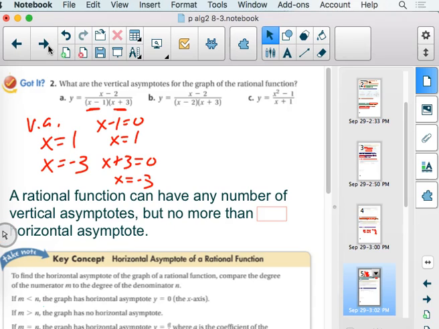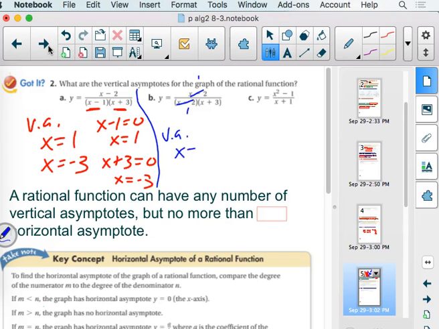Take a look at B. Already factored, right? Will anything cancel? So that's a hole. That's not a vertical asymptote. That would be a hole. So what we have left is our vertical asymptote. So what number is that? -3.